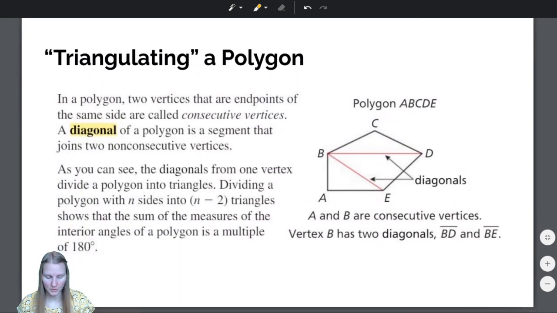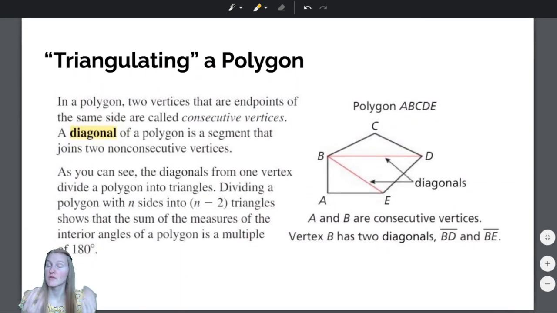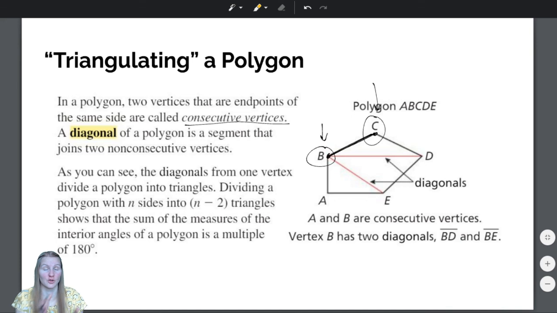So, in order to understand the theorem that we're going to talk about today, the theorem in our learning target, we need to know about triangulating a polygon. In a polygon, two vertices, remember these are corners of a shape, so B is a vertex. Two vertices that are endpoints of the same side, for example, B and C are endpoints of the same side, are called consecutive vertices because we have one right after the other. So consecutive means one right after the other.